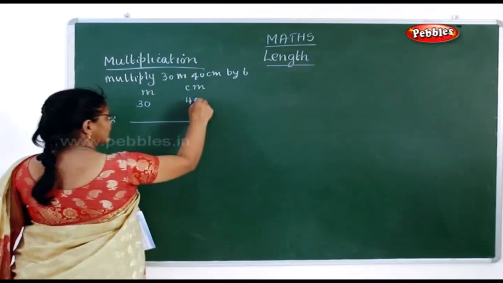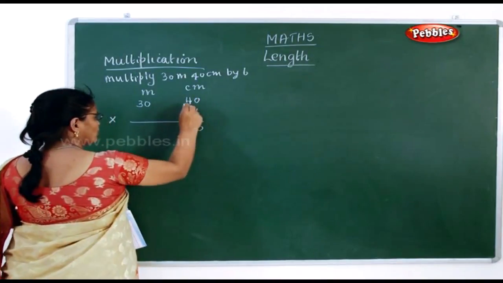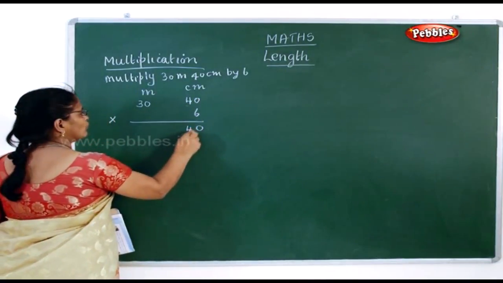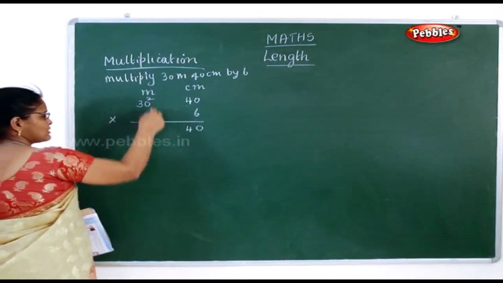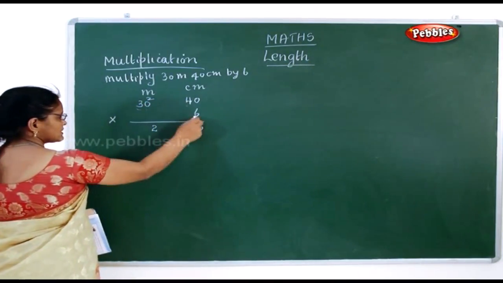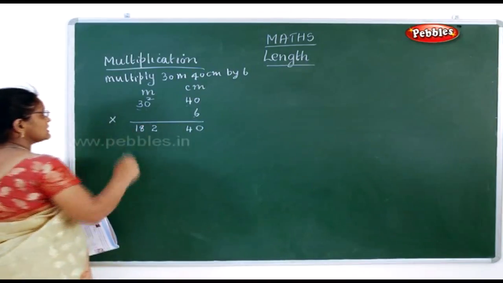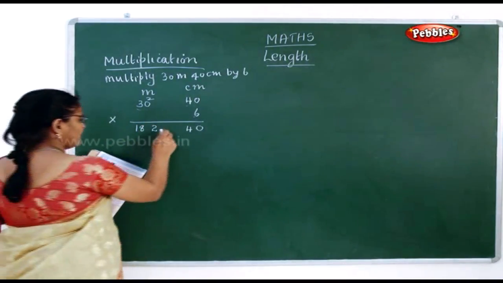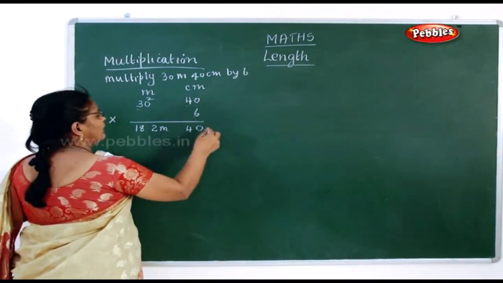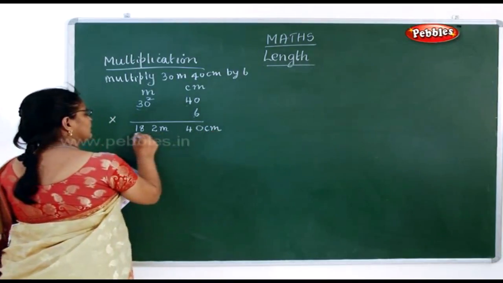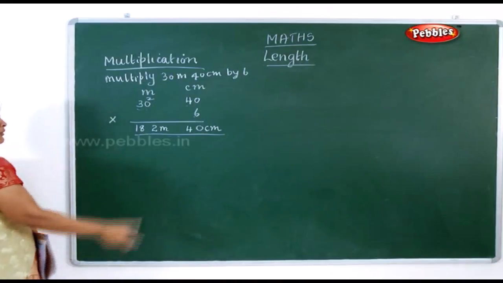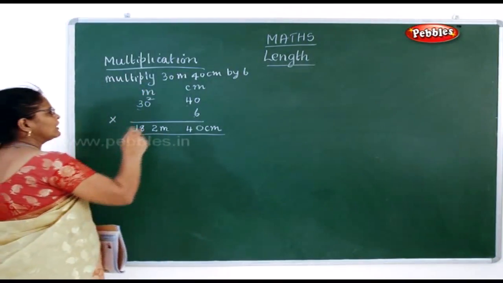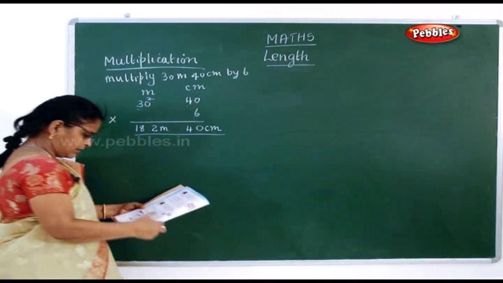Now what you have to do? 0 into 6 is what? 0. 4 6s are 24. Now you'll put here 2. 0 6s are 0. Plus 2 is 2. 3 6s are 18. So now what is the answer? You will write 182 meter and 40 centimeter. When you write the answer, also again you have to write like this. Before you start the sum also you have to write the heading like this, meter and centimeter.